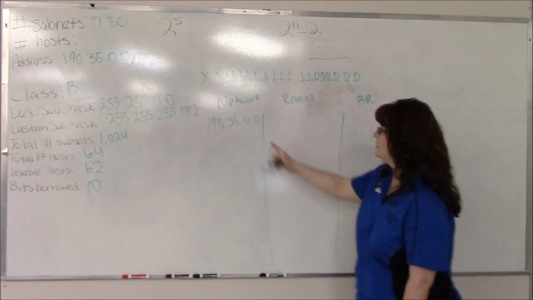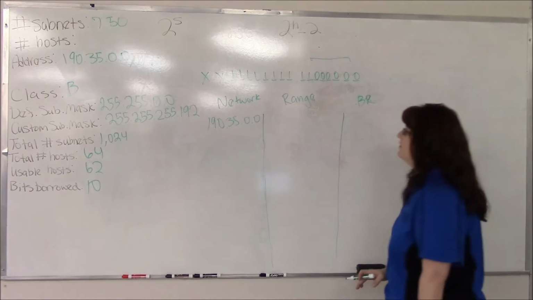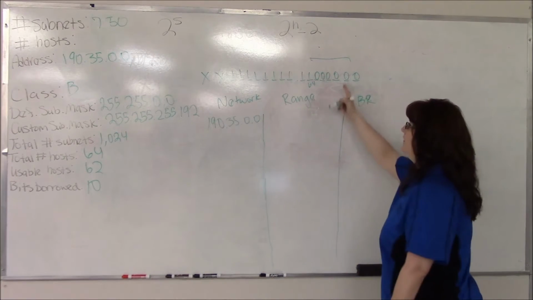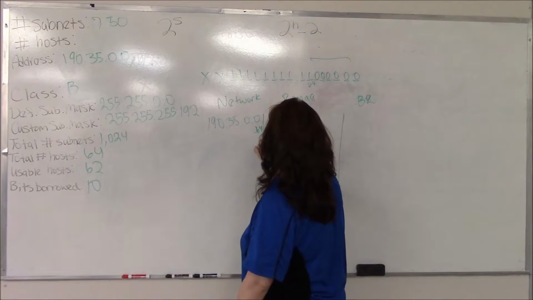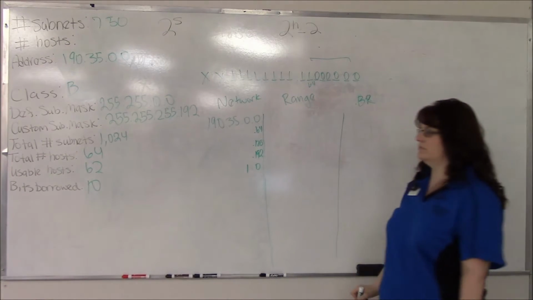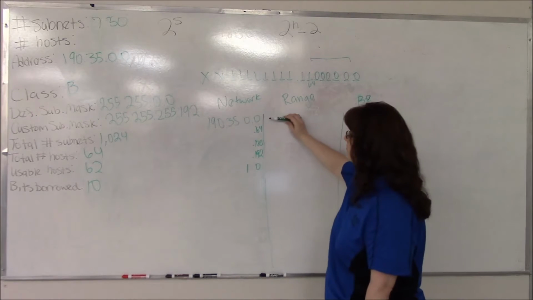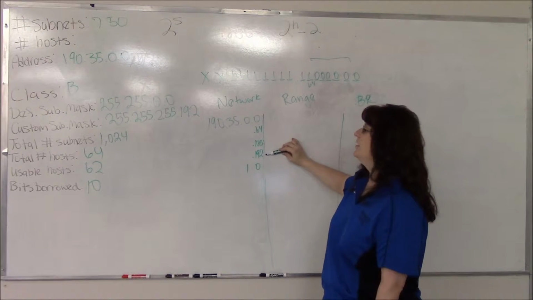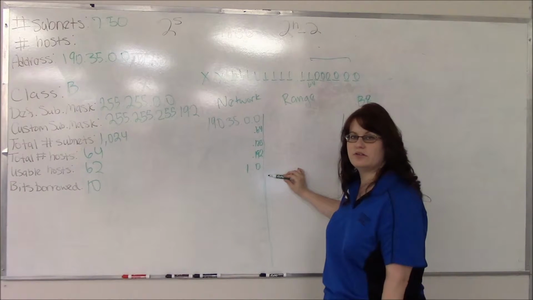Okay, which means this number is going to change first. What's my increment value? 64. So in the last octet, I'm going to increment by 64. Starting here, I'm incrementing by 64, 64, 128, 192. If you add 64 to 192, you get more than 255, so we have to roll over.